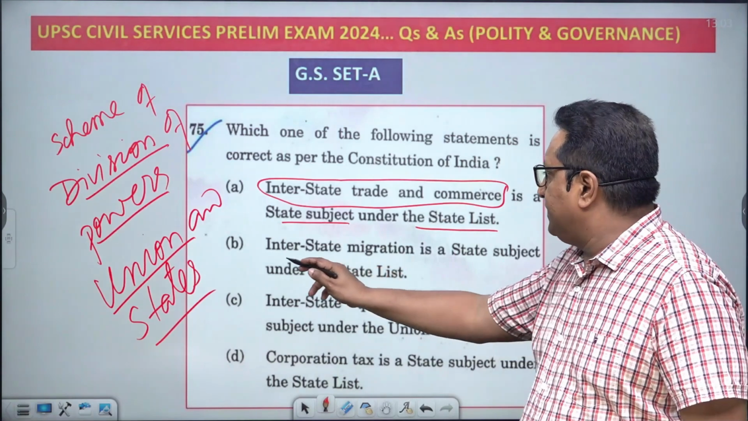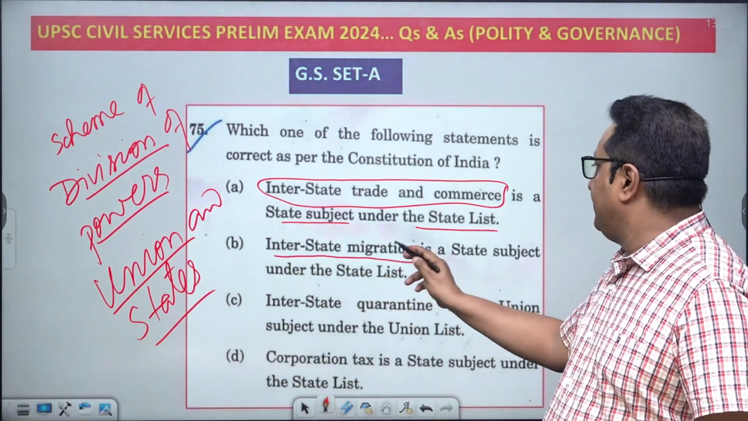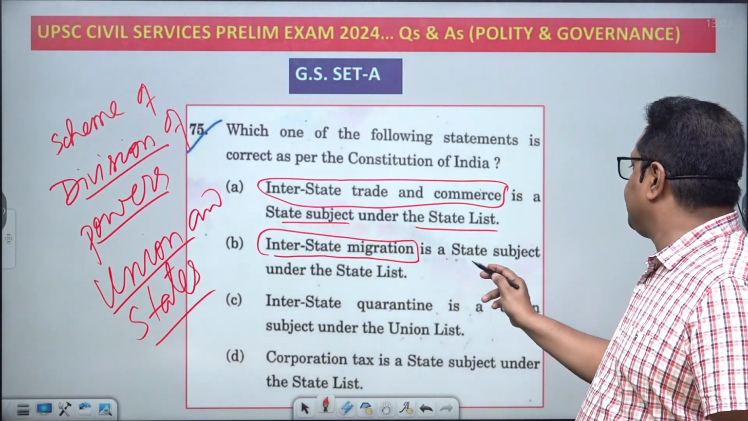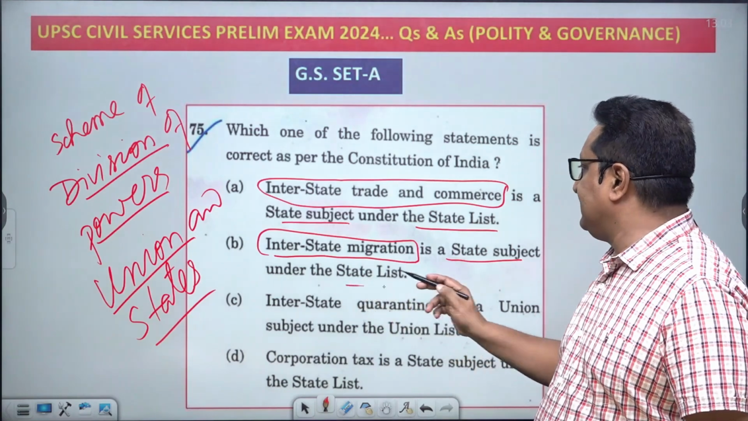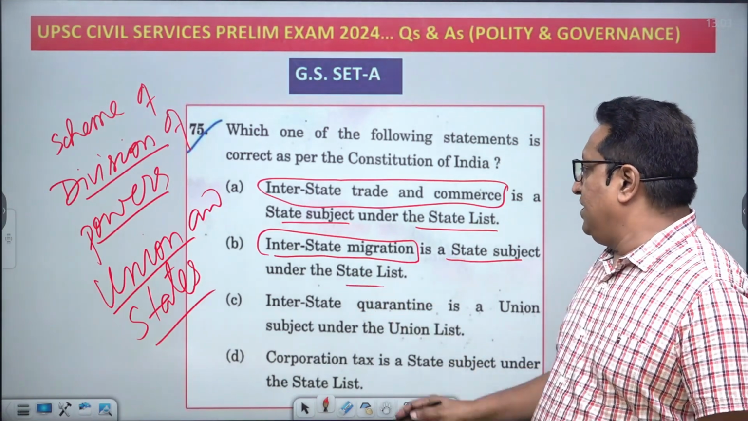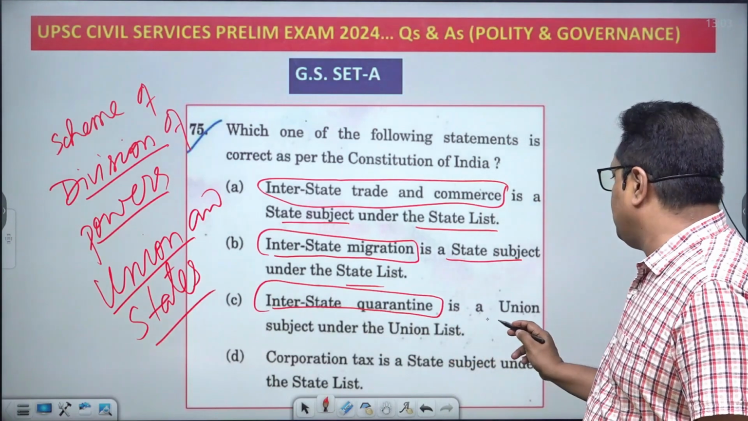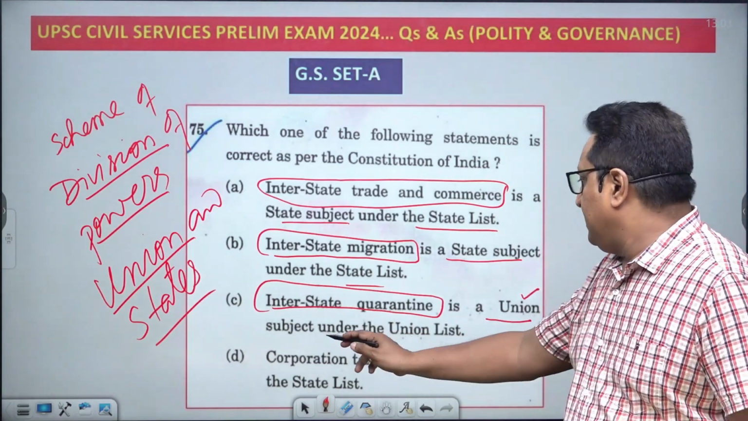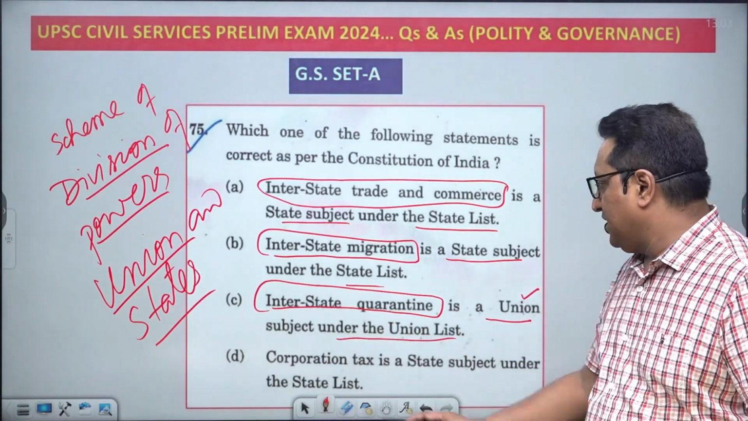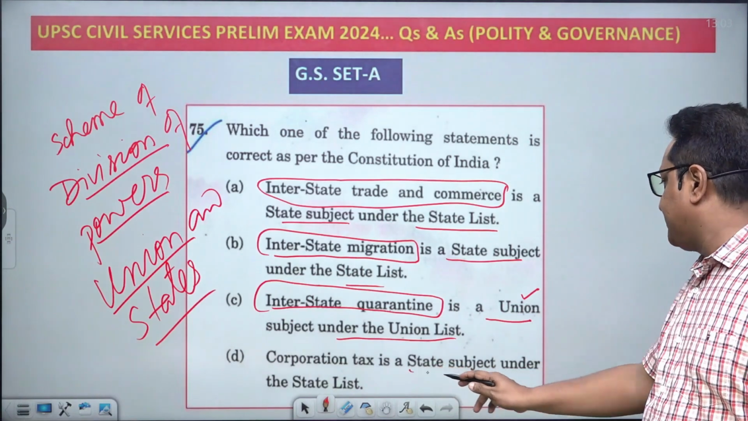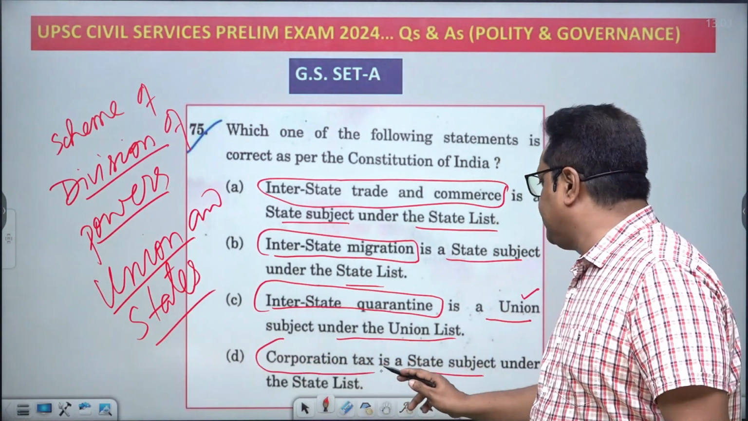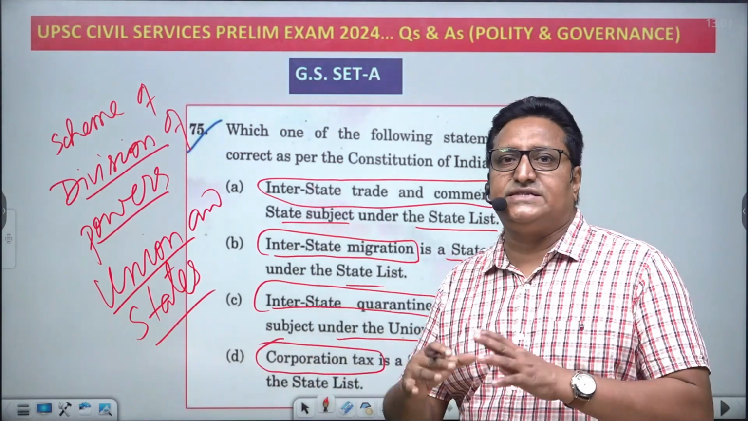I'll come back to this. Interstate migration, this is another subject, is a state subject under the state list. Interstate quarantine, that's another subject, is a union subject under the union list. Corporation tax is a state subject, so this is another subject. So this question talks about the various subjects.